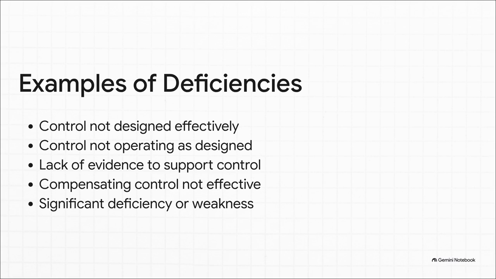When those vulnerabilities get exploited, it leads to tangible issues, and it's vital to understand the nuances here. A control not designed effectively means the rule itself was flawed from day one. But a control not operating as designed, that means the rule is perfect on paper, but folks on the ground are failing to follow it in reality. You also have a lack of evidence to support control operation, a compensating control not being effective, or significant deficiency or material weakness in the ICFR. All of these ultimately lead to a breakdown in trust.